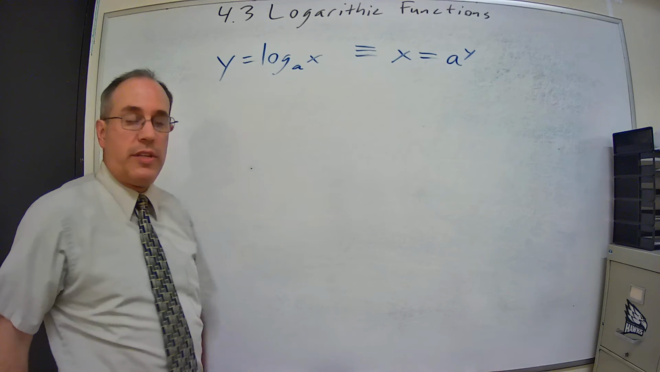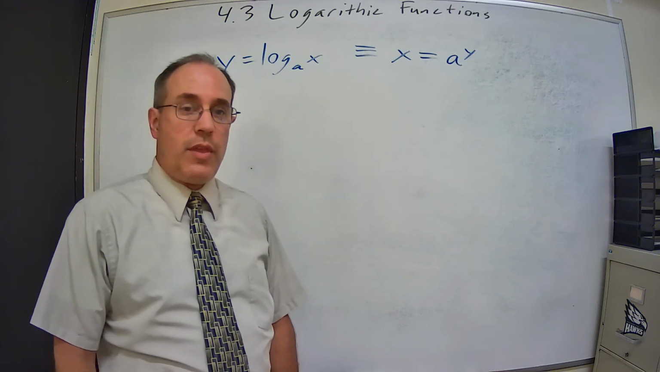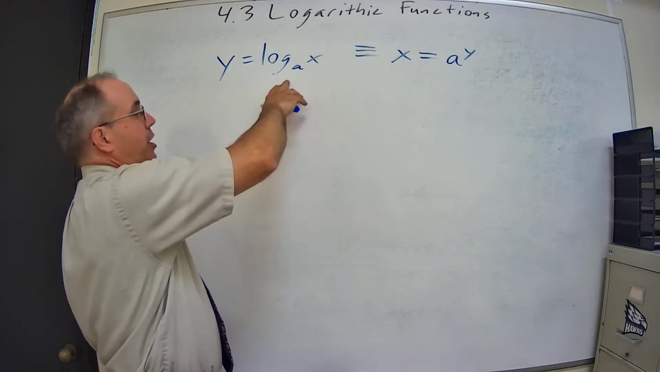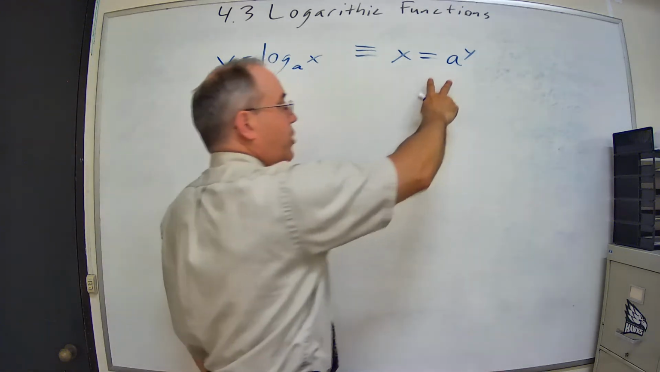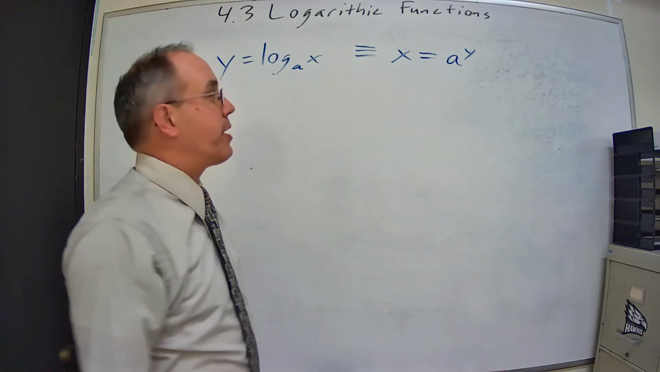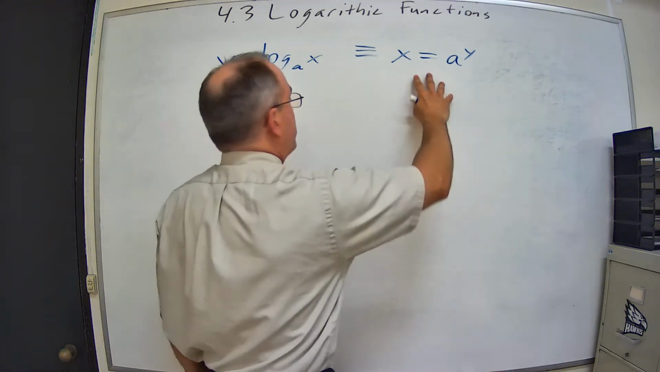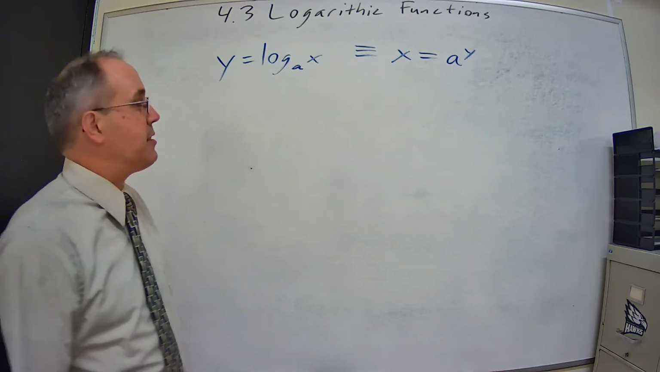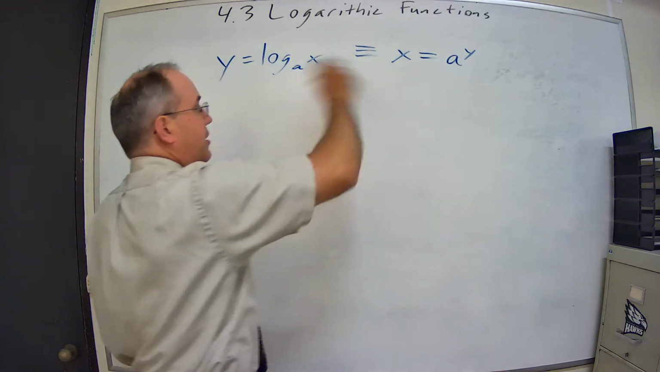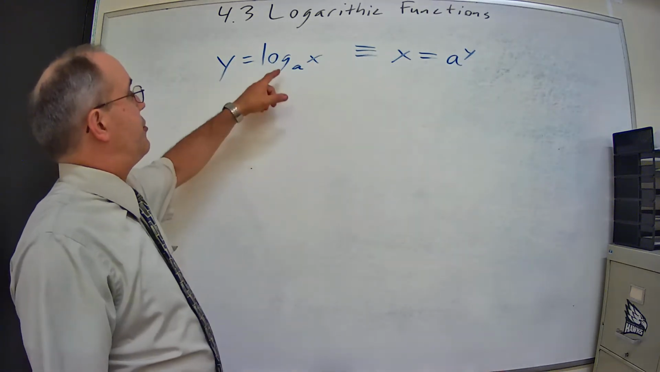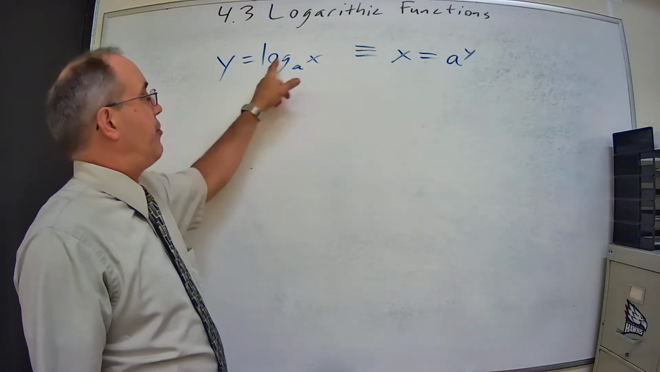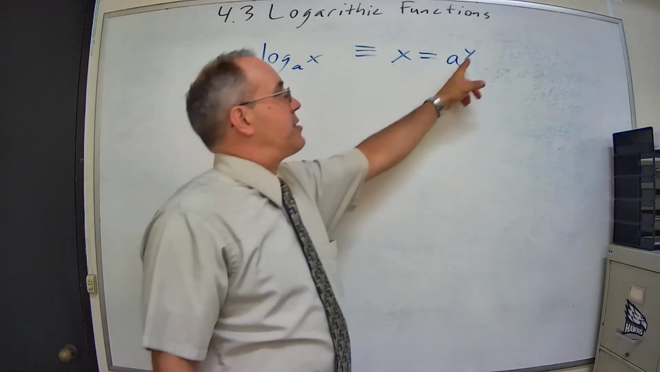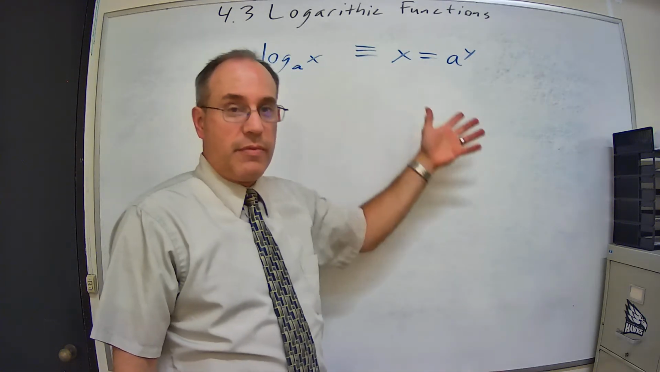So those are equivalent statements, which means that we can take an equation involving a logarithm and we can write it as an equation involving an exponential, or we can take an equation involving an exponential and rewrite it as an equation involving a logarithm. And as I said, these are inverse functions. Notice that if you take log base a of x, it gives you y. If you take a raised to the y, it gives you x. So they're reversing.